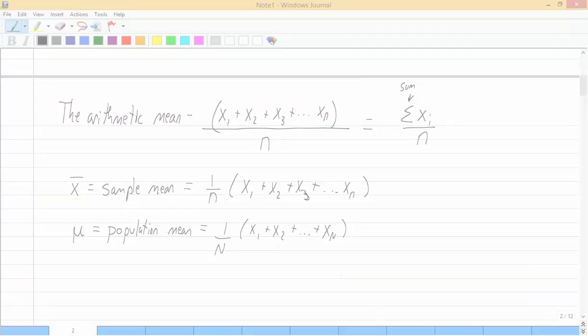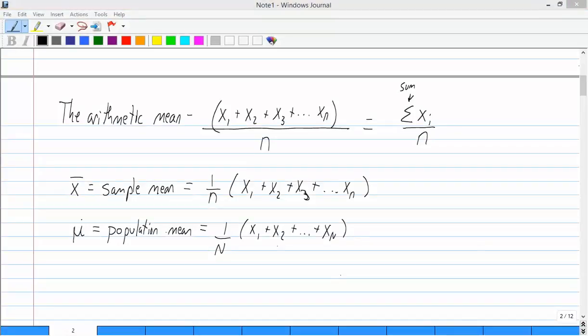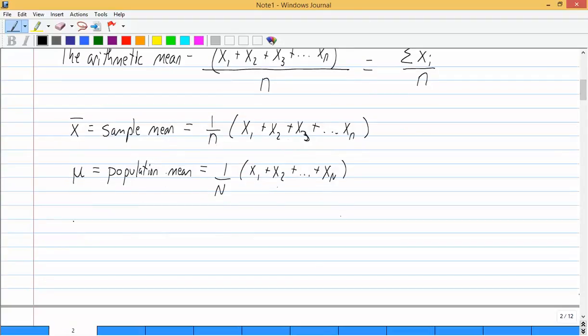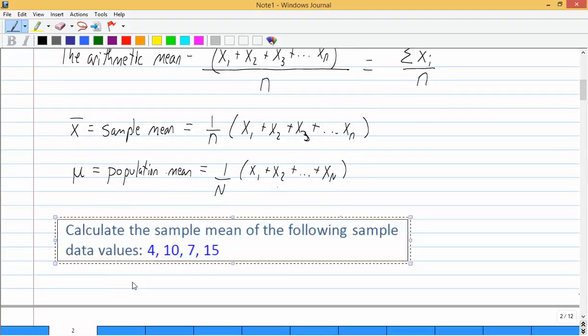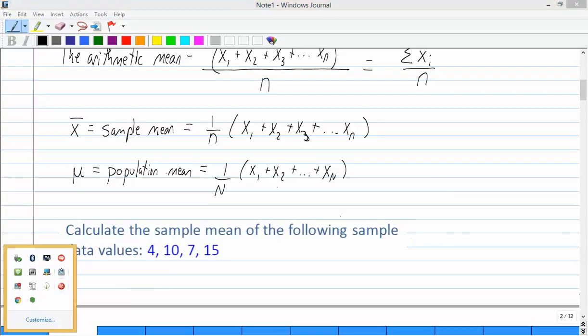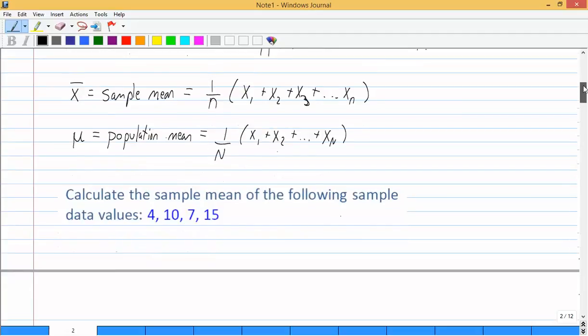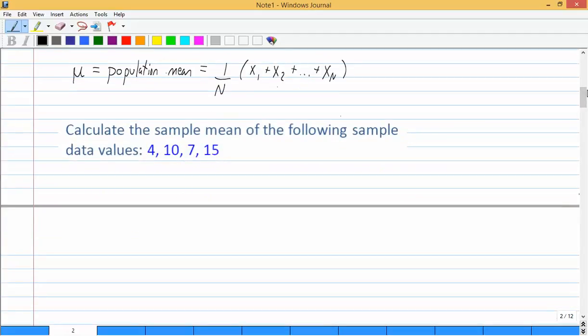Okay, I want you to find this sample mean. So here are our sample items. It says it comes from sample data. I'm going to calculate the sample mean.